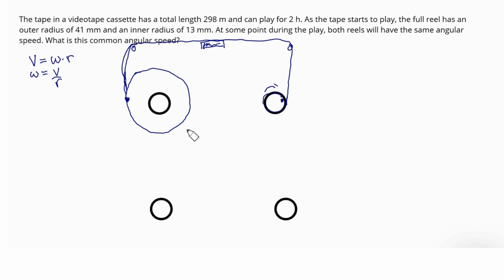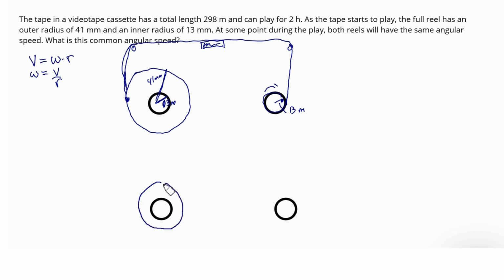Now, when is it that these two will be the same? Well, it's going to be the same when they both have the same r. This little r here is 13 millimeters. I won't convert it to meters, I'll leave it there. This is also 13 millimeters. And then this outer radius here is 41 millimeters. This one again is 13 millimeters on the inside, and this one's 41 millimeters on the outside. When they are the same, they would have the same R.